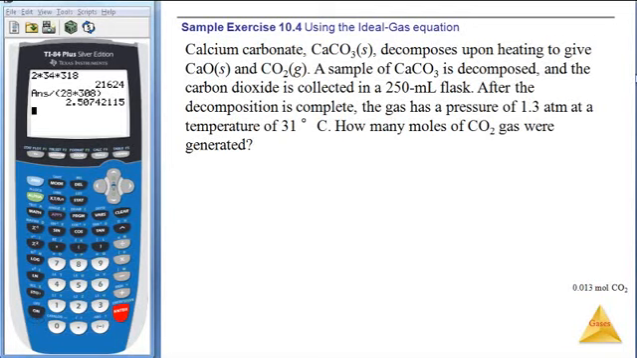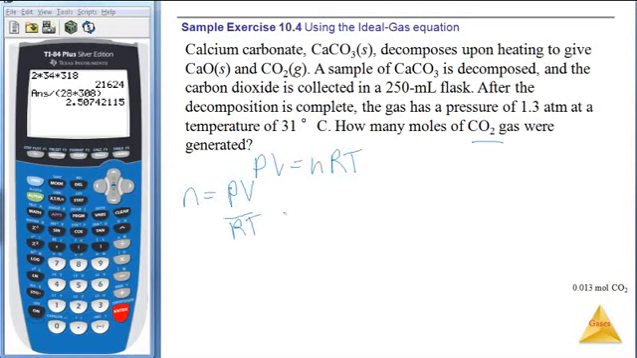Calcium carbonate decomposes upon heating to give calcium oxide and CO2. We have a sample of calcium carbonate. It is decomposed, and the carbon dioxide is collected in a flask. After the decomposition, the gas has a pressure of 1.3 atmospheres and temperature of 31 Celsius, and we want to know how many moles of gas. We can use PV equals nRT for this. I want to solve for moles, so if I divide both sides by RT, I get moles is PV over RT.